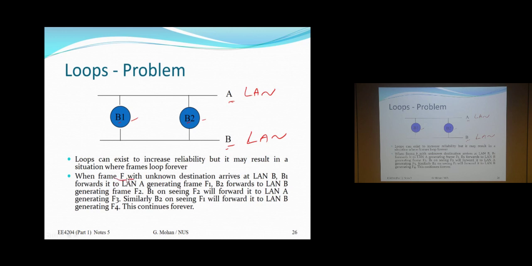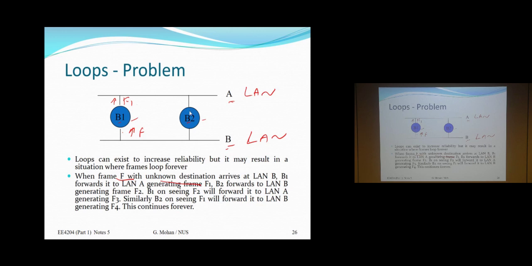Let's say there's a frame F which is received on this. B1 receives some frame F, and let's say the destination is not known. That means there's no entry in the forwarding table. It's a new destination. It sees it the first time. So what will it do? It has to send it through all the remaining ports. Here there's only one remaining port. Let's say it forwards the frame to this port, on LAN A, because it has received from this one. Let's call it F1, frame 1, just for our reference.